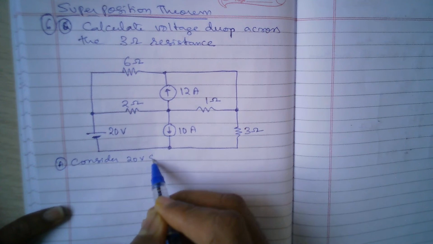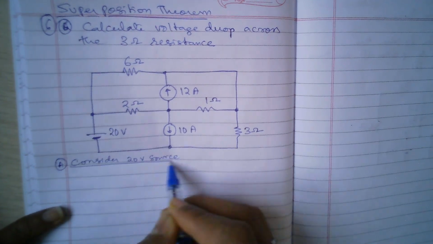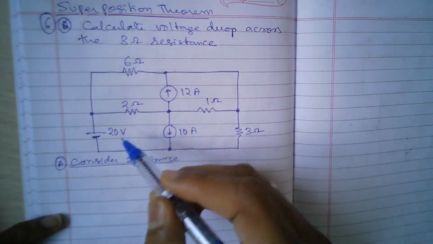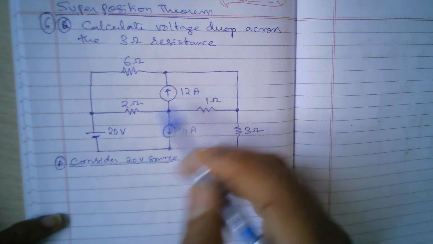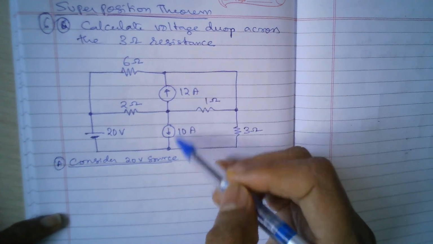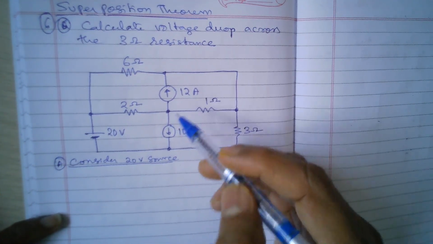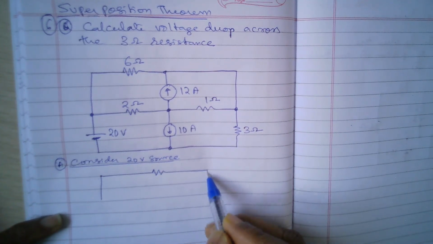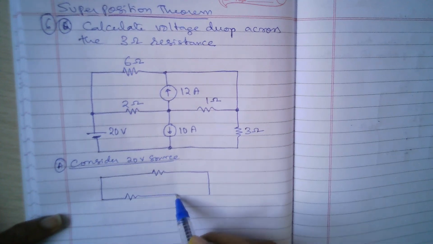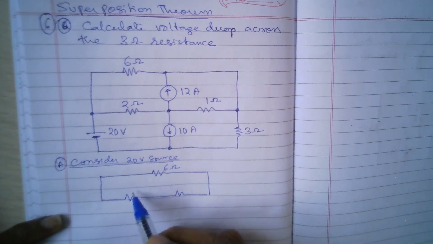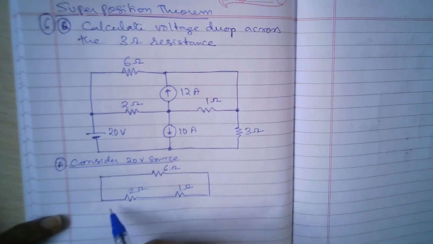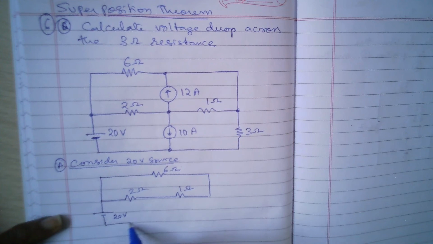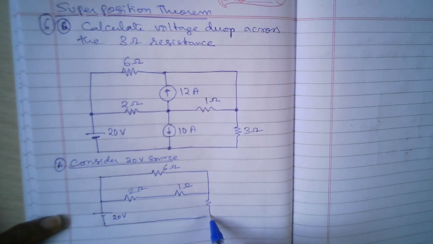20 volts source. So when I'm considering the 20 volt source, my circuit becomes something like this. The other voltage sources have to be short circuited, and the current sources have to be open circuited. So these two current sources will be open circuited. So I'll get a circuit like this. This is 6 ohms, this is 2 ohms, and this is 1 ohm. And then this is 20 volts, and finally this is 3 ohms.